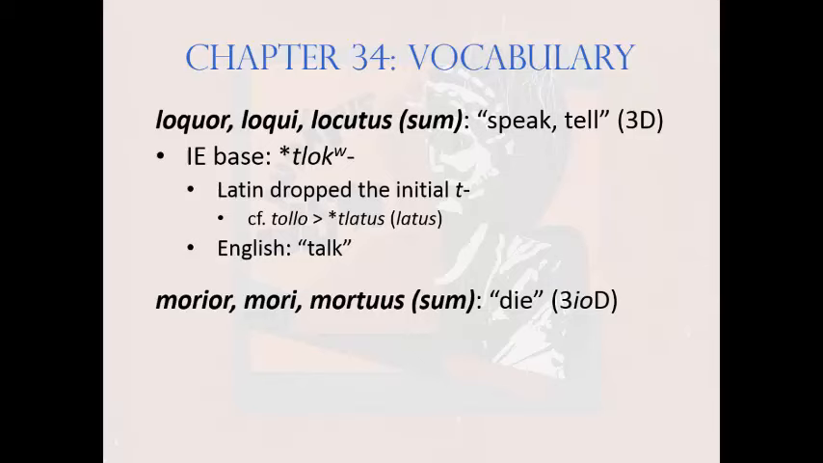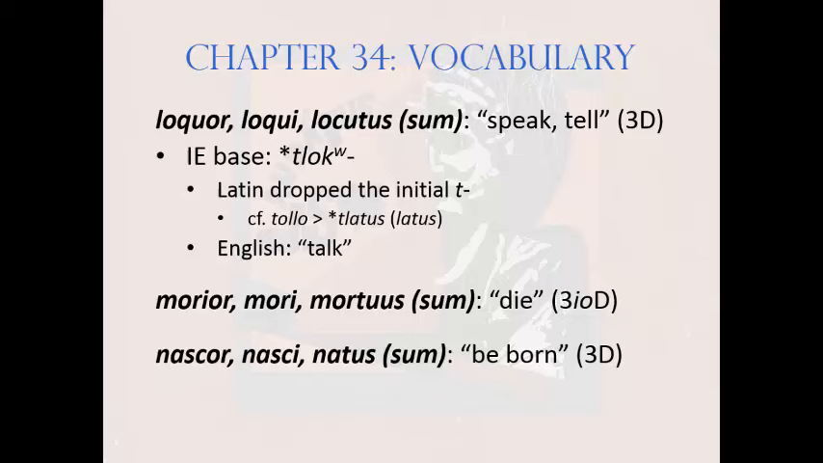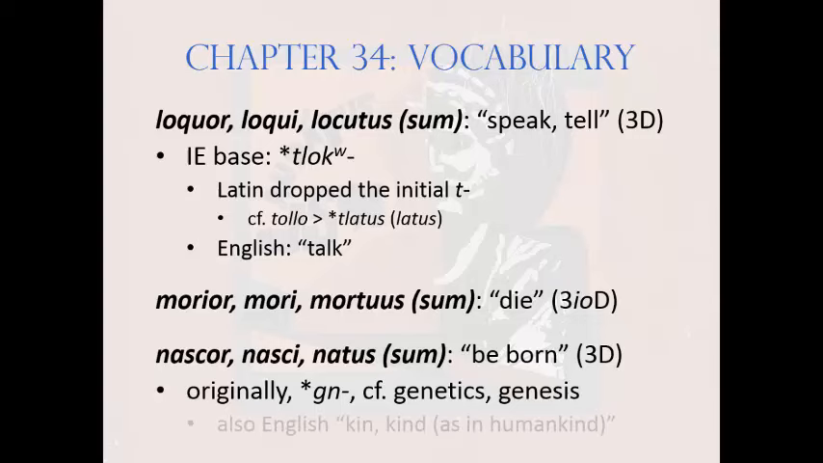And after silence comes death, of course. Morior, mori, mortuus sum, meaning die. A third io deponent verb. And after death comes birth, if you're a Hindu, that is. Nascor, nasci, natus sum, meaning be born. It's 3D, another third conjugation deponent. Originally, the word started gna, gn, as in its Greek-based counterparts, genetics and genesis. A G that in English changed into K, Grimm's Law again, producing kin and kind, as in humankind, the people we were born with or born like.